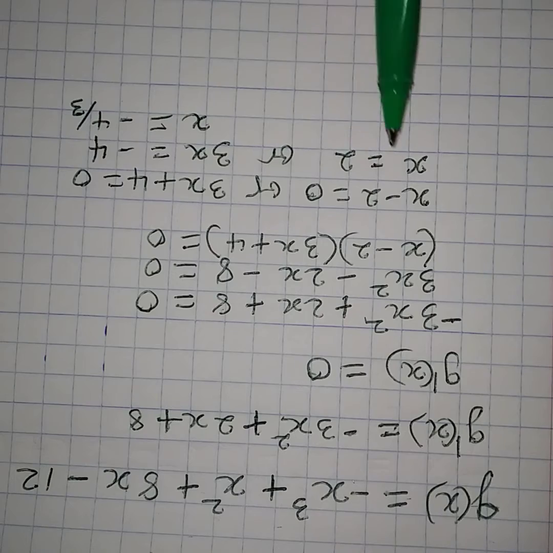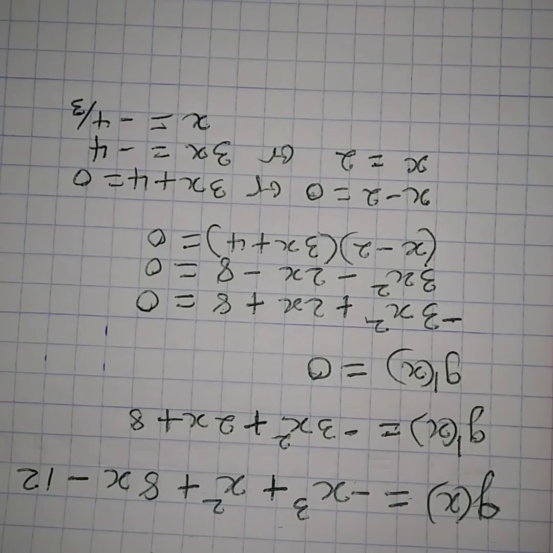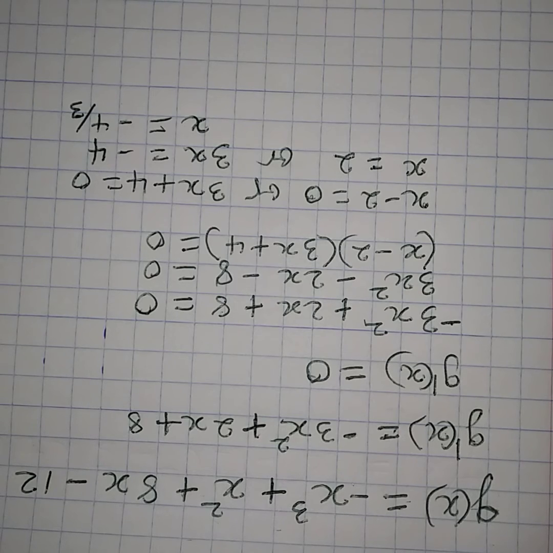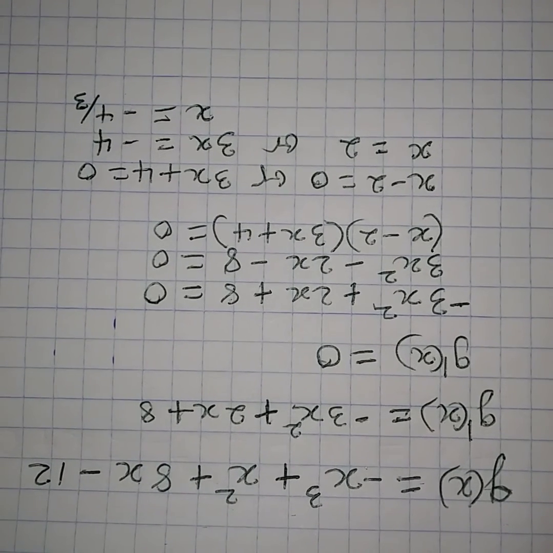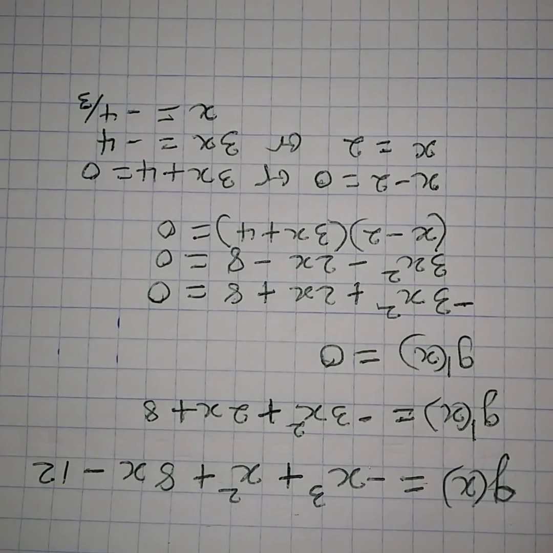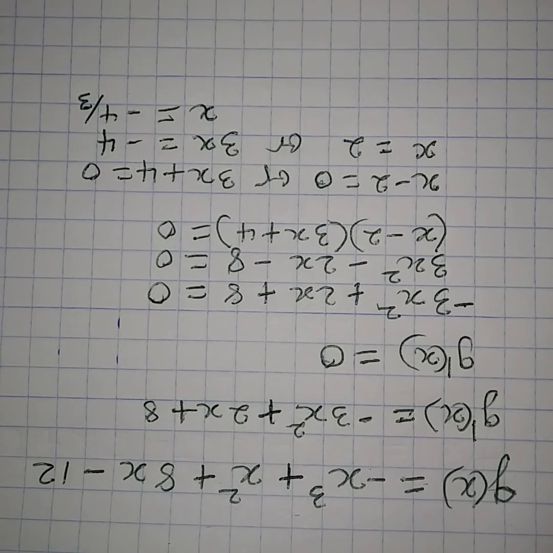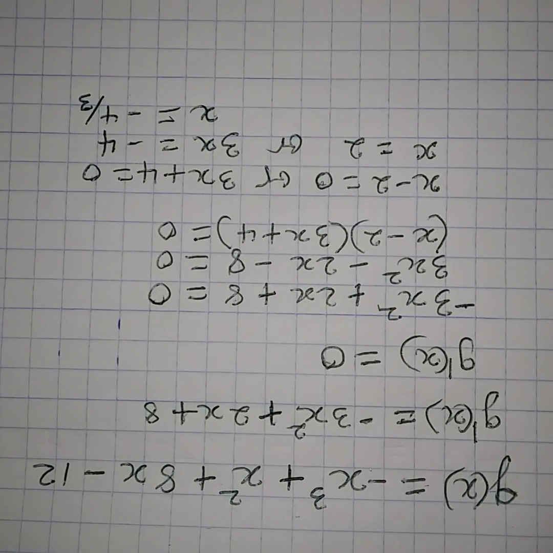So basically, these are the x-coordinates of the two turning points of the cubic graph. That is what we can explain in this part of our lesson. So in our next lesson, we will then determine the x-coordinates of the point of inflection. Thank you.